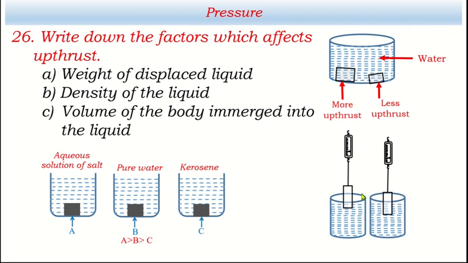Look at this. The same body is here immersed a little only. Here the same is immersed a lot. In this case, the reduction of weight is found to be more in the second case than in the first. If the reduction of weight is more, it means upthrust is more. That's why when a body is immersed more into the liquid, it will experience more upthrust. So here we have less upthrust, here we have more upthrust.